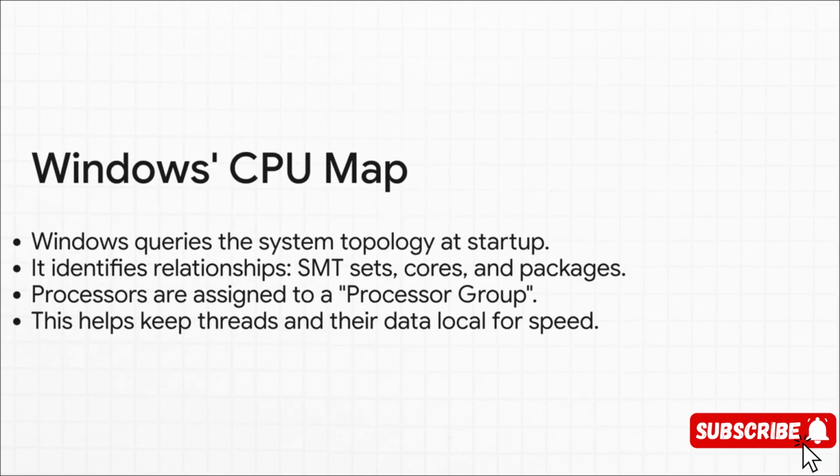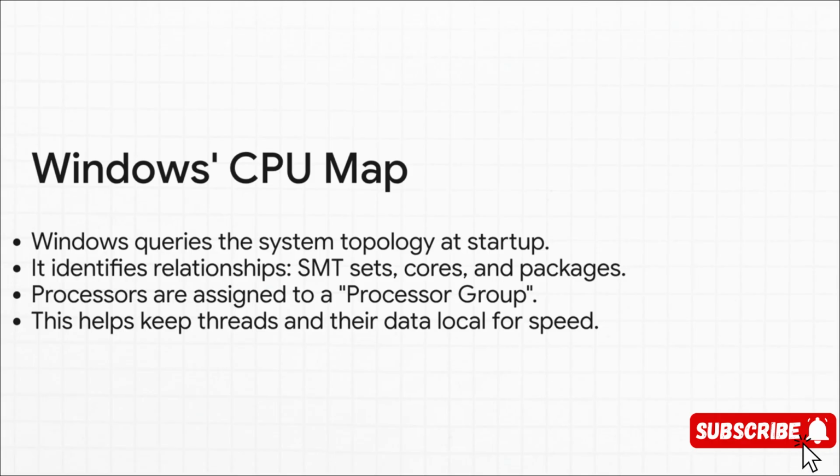So how does Windows solve this tricky problem? It doesn't fight the geography, it maps it. When your computer boots up, Windows does this detailed scan of your system's hardware layout. It figures out exactly which cores are on which chip, which memory banks are closest to which processors, the whole shebang.